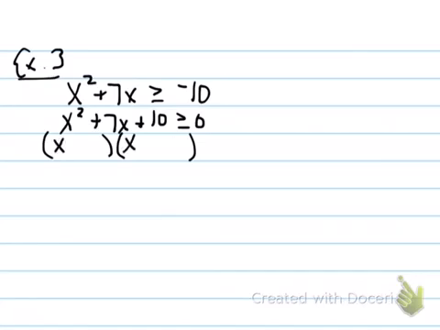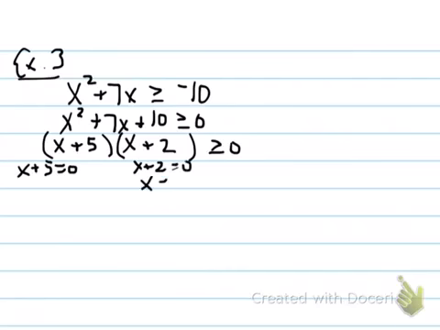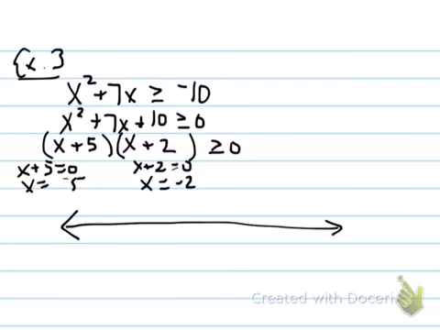So two numbers that multiply to positive 10 and add to positive 7, positive 5 and positive 2. So we set each of these factors to 0. We get that x has to be negative 2 and negative 5. So they will be our critical values on our number line. Okay. At negative 5 and negative 2, we get exactly 0. So we're going to have dots at those points because we're allowed to be exactly 0 because of the bar on the inequality symbol.